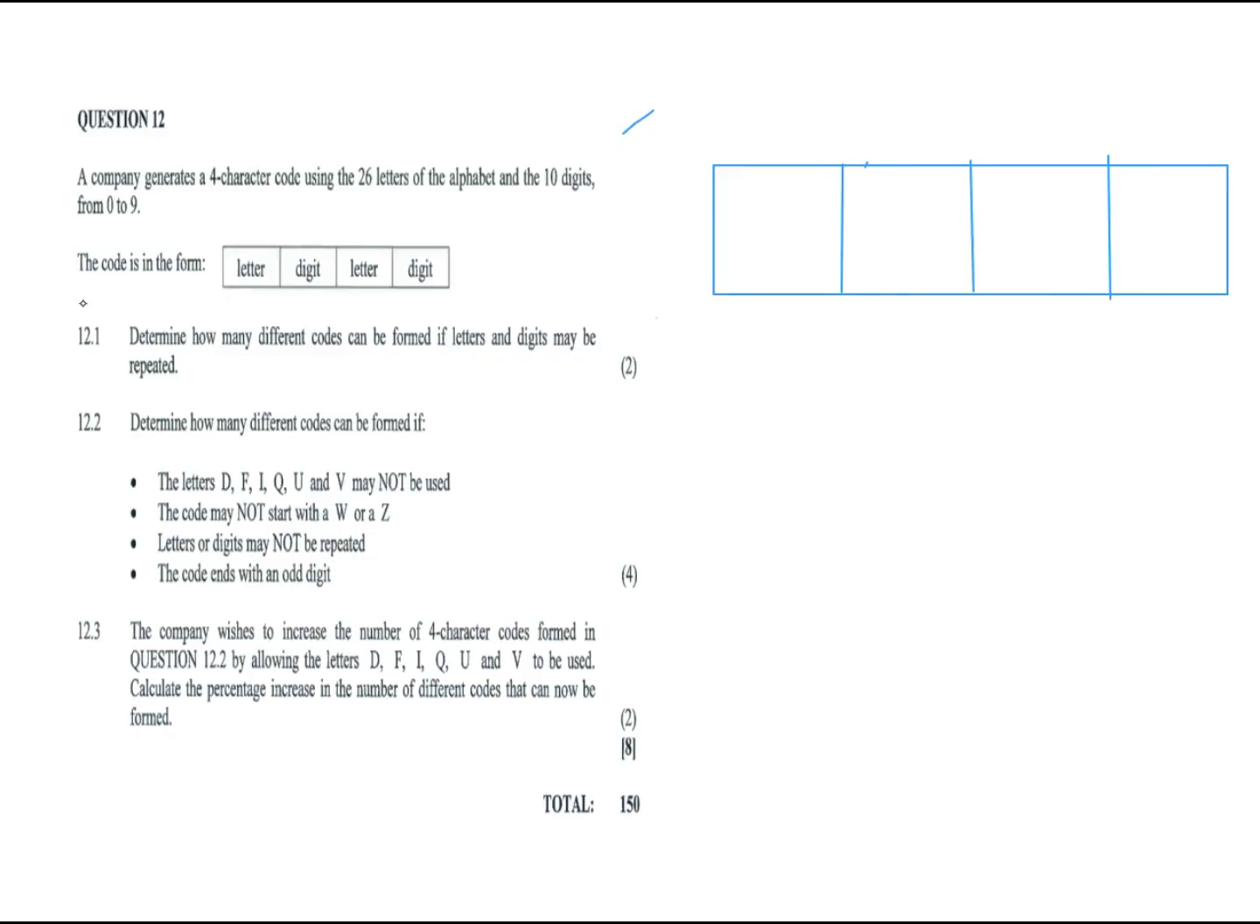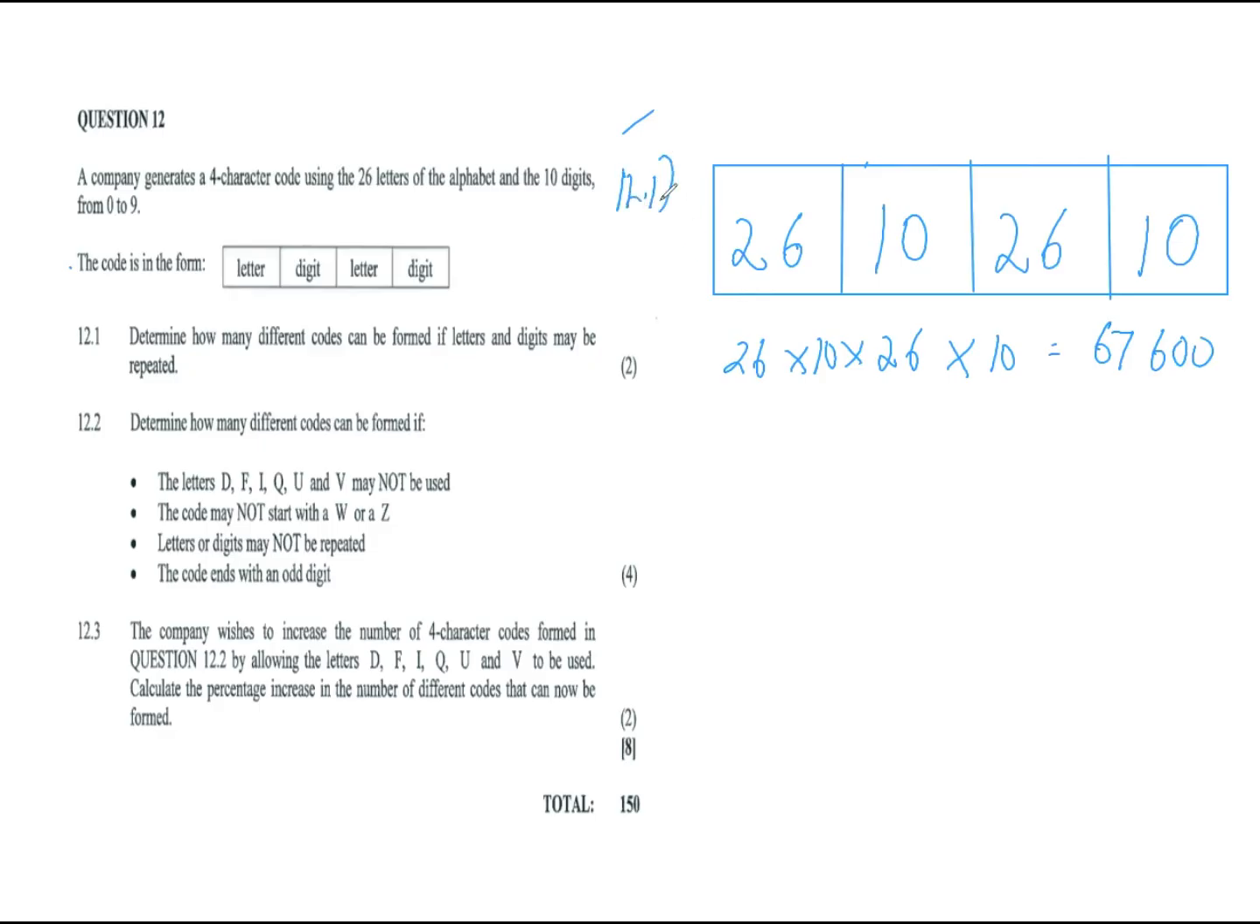Okay, so they say, how many letters do we have? 26, and then digits, it's 10. But then remember, we can repeat a letter. So that means we still have a sample space of 26. We can repeat a digit, meaning we can still use the same digit, right? We still have a sample space of 10. Then this will just be 26 multiplied by 10, multiplied by 26, multiplied by 10, which all in all, is supposed to give us what? 67,600, right? So that's your 12.1.